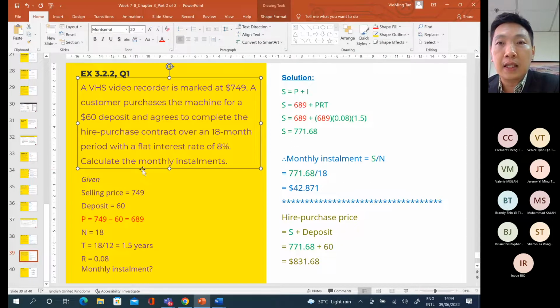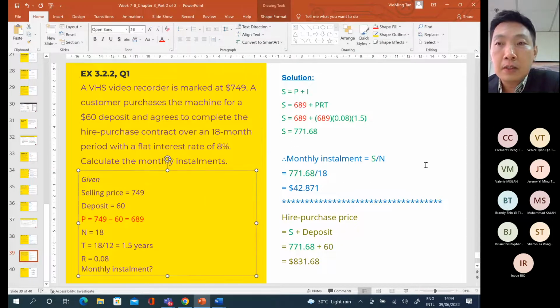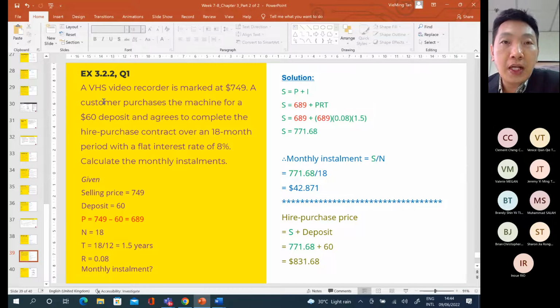Okay, so let us analyze the question together. So this question is, a VHS video recorder is marked at $749. So this is the selling price of a recorder. A video recorder has the selling price of $749. And this is also considered as the cash price. Okay, so if the customer is able to pay by using cash, then this is the price that will be paid by the customer.